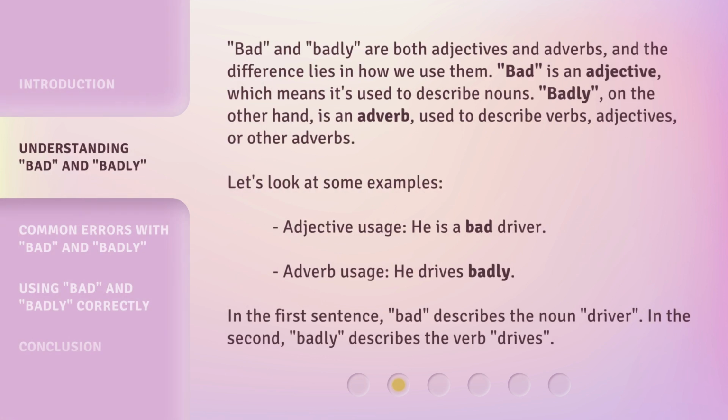Bad and badly are both used to describe, and the difference lies in how we use them. Bad is an adjective, which means it's used to describe nouns. Badly, on the other hand, is an adverb, used to describe verbs, adjectives, or other adverbs. Let's look at some examples.